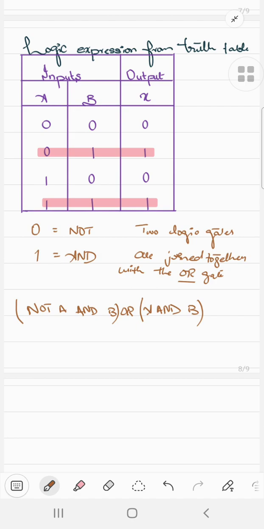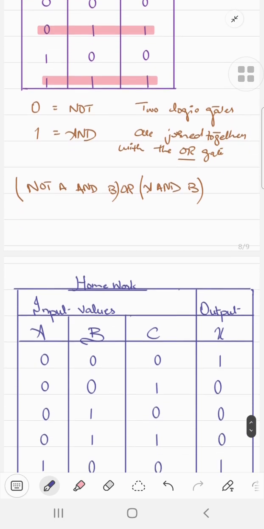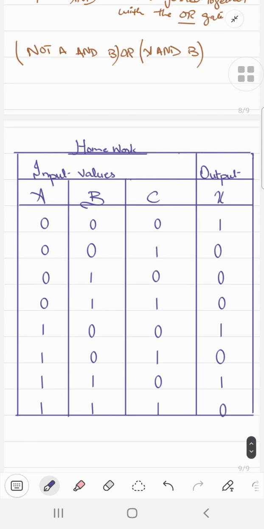I'll be giving you some questions that you'll be solving for yourself, and in the next video, we'll begin by discussing the answers for any homework that I give you. This is for your practice. Let's view the questions that you'll be solving yourself. So this is your homework, and what do you have to do here? You have to make the logic expression from the following truth table, and we'll be discussing the answer for this particular question in our next class.